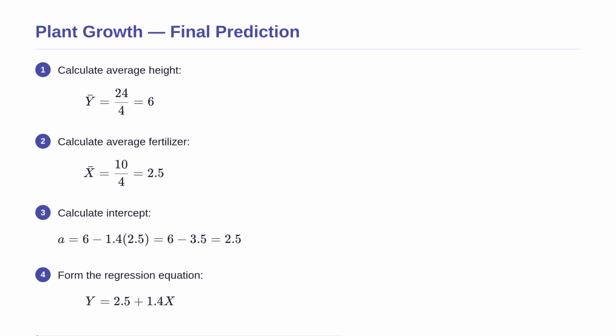To predict the height of a plant receiving 5 grams of fertilizer, we substitute 5 for x in our equation. 1.4 times 5 is 7, plus 2.5 gives us a predicted height of 9.5 centimeters. This perfectly demonstrates how regression allows biologists to estimate outcomes for conditions they have not even tested yet.